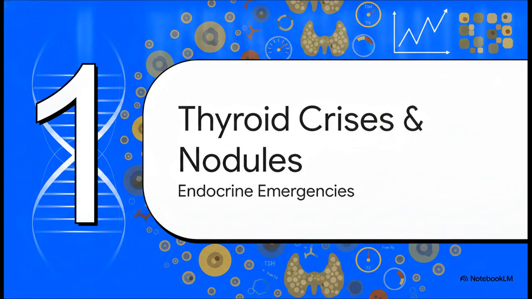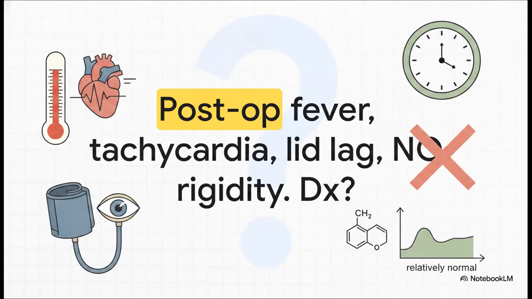Let's dive right into our first system, the thyroid. This is an area where clinical presentation meets very strict lab parameters, and where biochemical thresholds must always dictate your next move. Consider your first patient. They develop a postoperative high fever, tachycardia, hypertension, and lid lag. But pay super close attention to the negative findings here. Absolutely no muscle rigidity and a totally normal creatine kinase. So what's the most likely diagnosis when that clock is ticking?